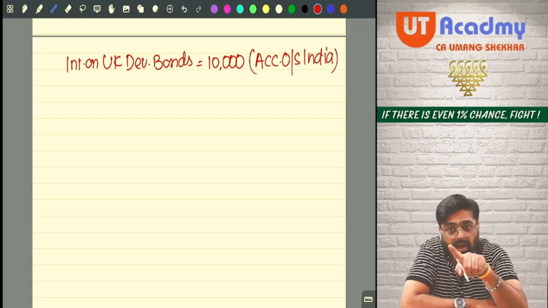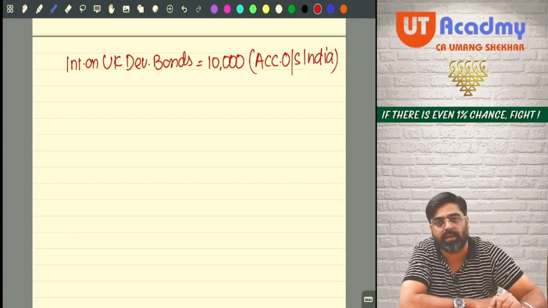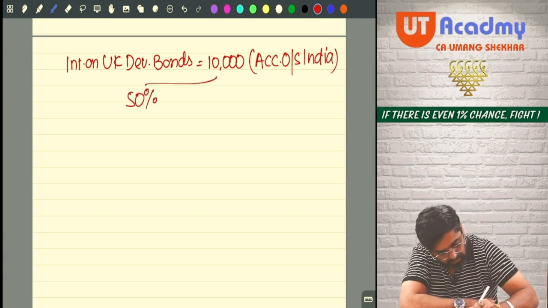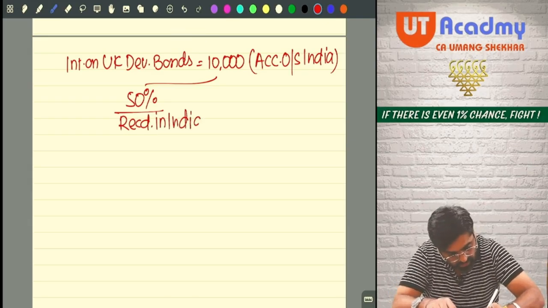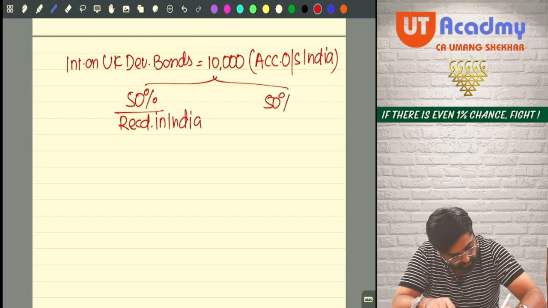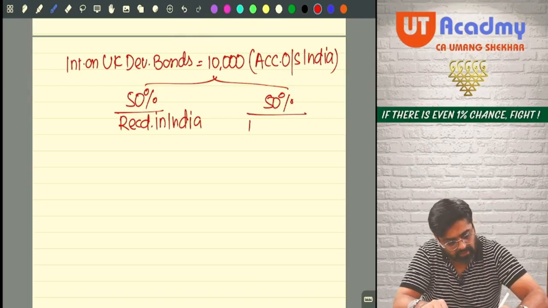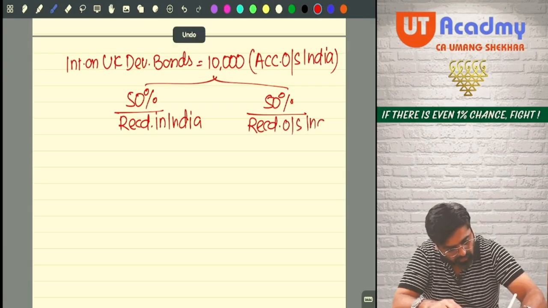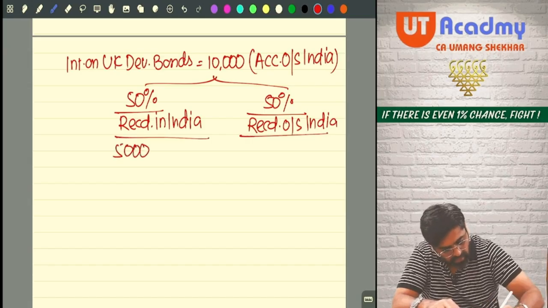Now they are saying that out of this 10,000 which was accrued outside India, 50% you are receiving in India. Meaning that the balance 50% you must have received outside India only. Can you do 50-50 and tell me the amount? How much is the amount? 5,000 here and 5,000 here.